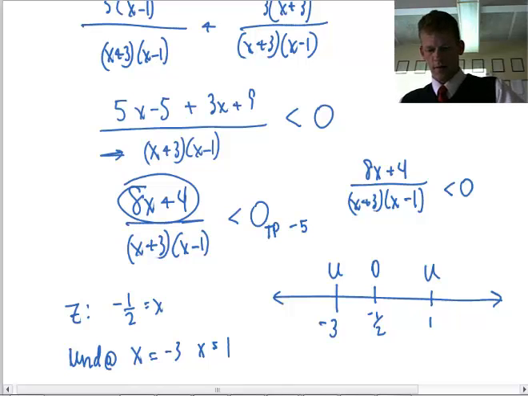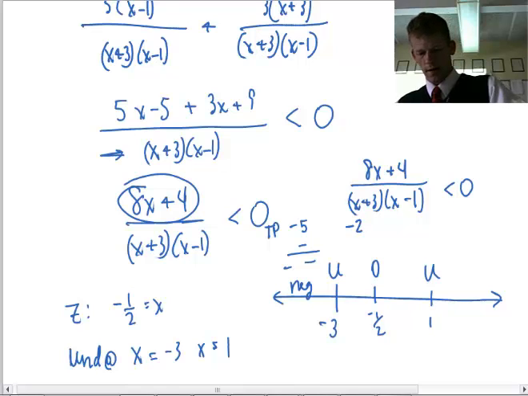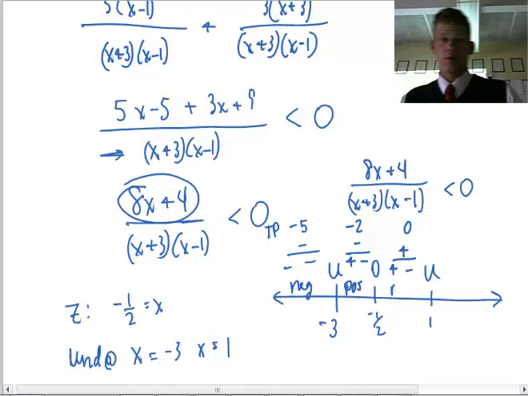I'll use -5. -5 is going to give me a negative over a negative by negative, so that's going to make a negative interval. Then I'll use -2, so I'm going to have negative on the top, and then this will be positive and negative, so I'll make a positive interval. I'm going to use 0 as a test point. That'll give me a positive over a positive by negative, so this will be a negative interval.